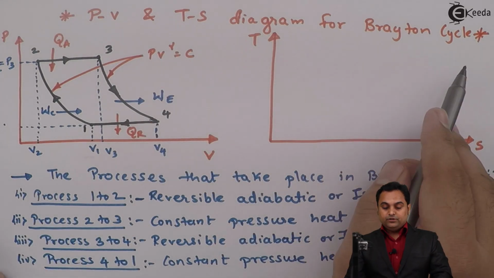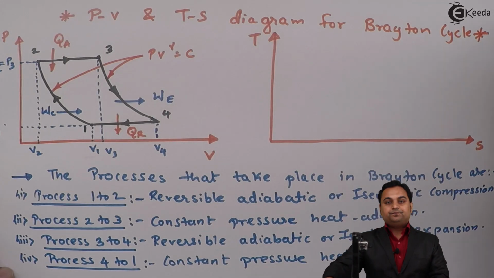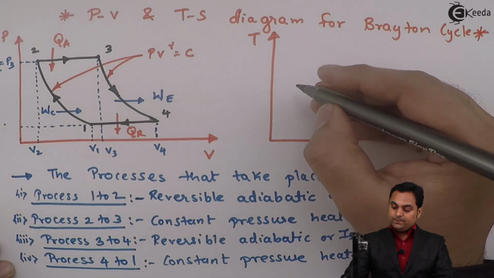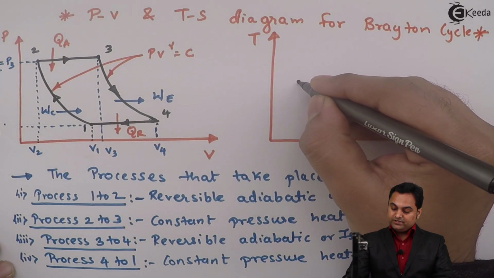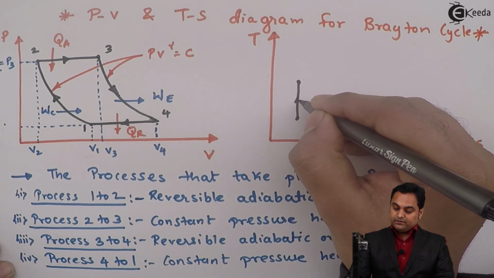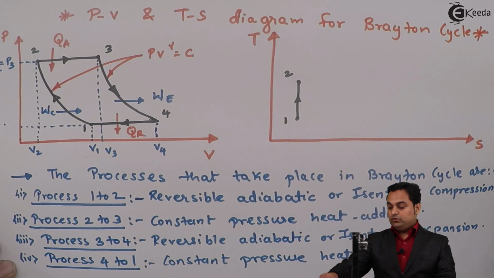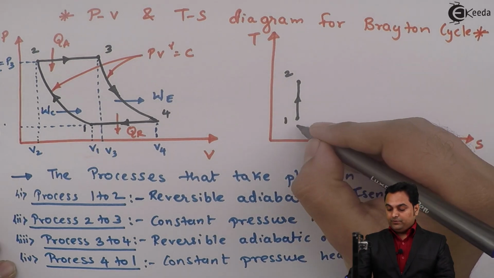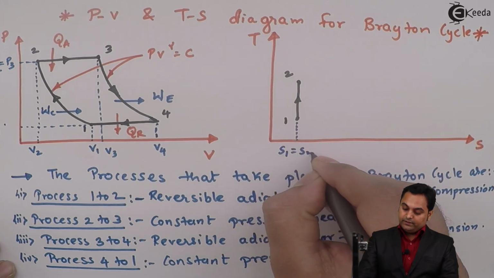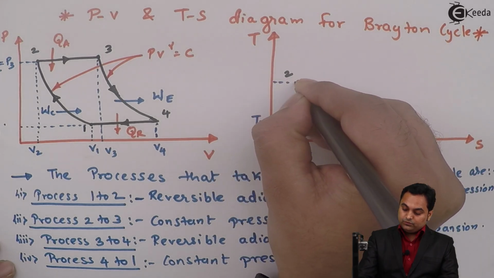Now on the Brayton cycle, I'll show it on the TS diagram. So here the first process is isentropic compression, so it will be shown on the TS diagram with the help of a vertical line. That is, the compression process is from 1 to 2 and here the entropy is constant, that is S1 is equal to S2, and temperature rises from T1 to T2.